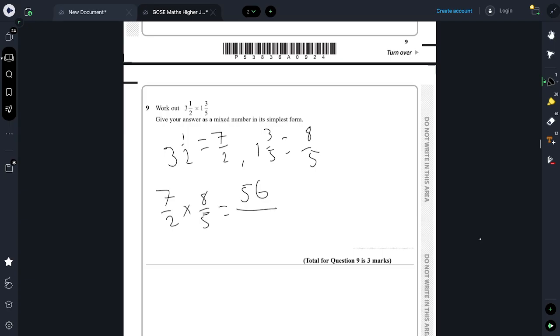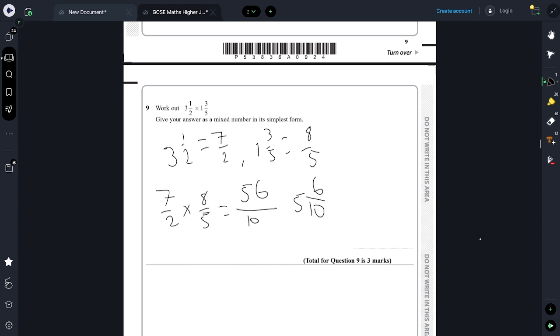And 2 times 5 is 10. We can then convert it into a whole number. So how many 10s go into 56? 5. So it's going to be 5, 10. So then 10 times 5 is 50. To get to 56, you need another 6.